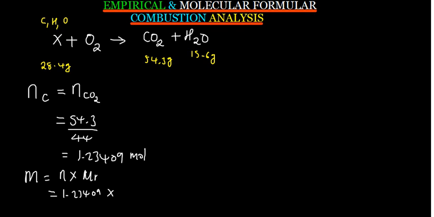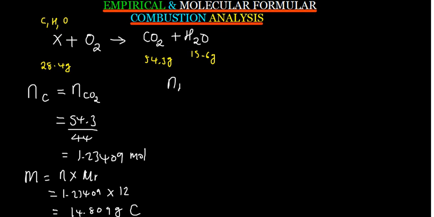I'm finding the mass of carbon, not carbon dioxide. So the molar mass of carbon, that is 12. So multiply this value by 12. That is going to give us about 14.809 grams of carbon.